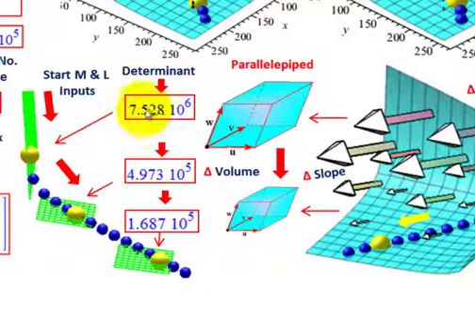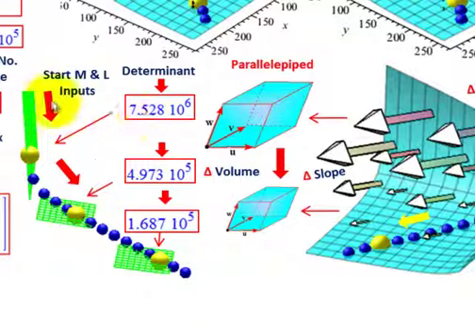So you can see we jump from 7 million down to 497,000. Our slope is changing and our volume is changing, and the determinant is really based on volume. And then if we get down to this last point, we moved down to 10 to the 5th, 168,700. That is our greatest amount of material and labor input.